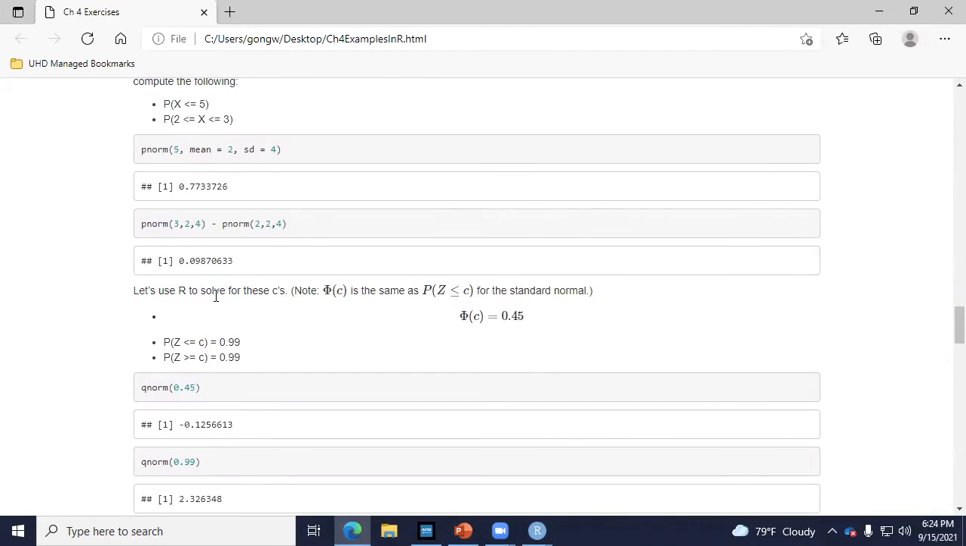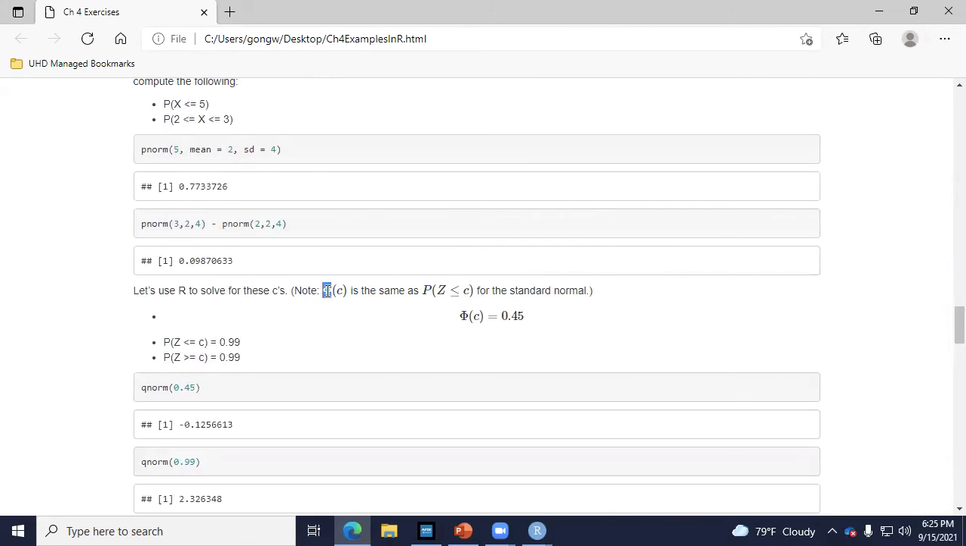So this is something new here. Let's use R to solve for the value C in this statement. This is psi, or phi. It looks like phi, okay. Yeah, I sometimes get confused. So this phi of C is the same as P(Z ≤ C).